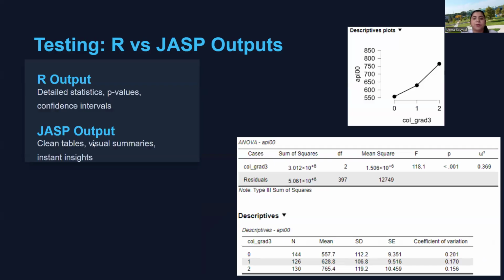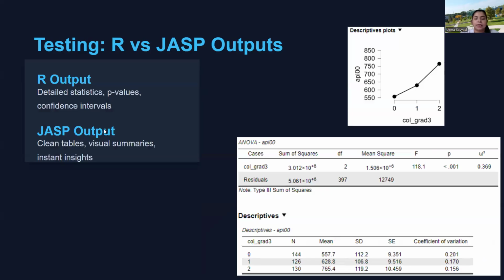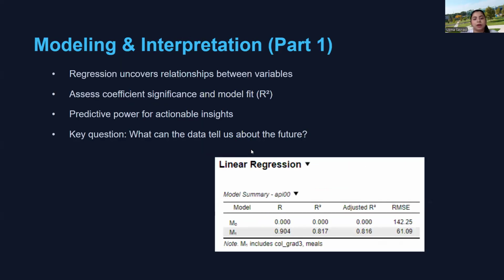Statistical testing, one-way ANOVA. When comparing more than two groups, we use one-way ANOVA. In this analysis, parent college education was grouped into three levels: low, medium, and high. The ANOVA result shows a significant difference in academic performance across these groups. The means plot shows a clear upward trend, indicating that schools with higher parent education levels tend to have better academic outcomes.